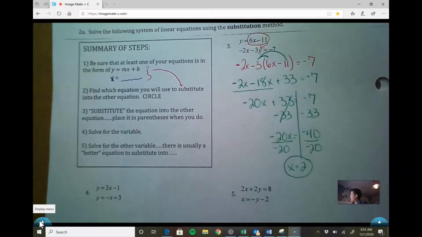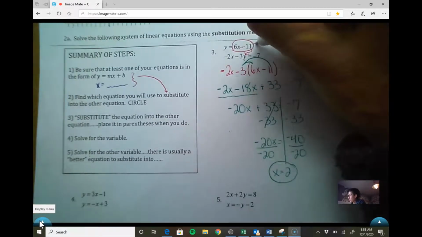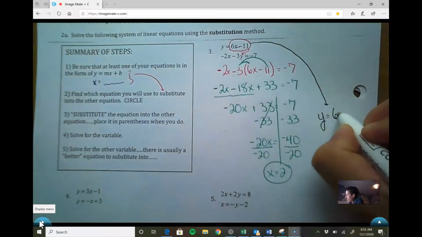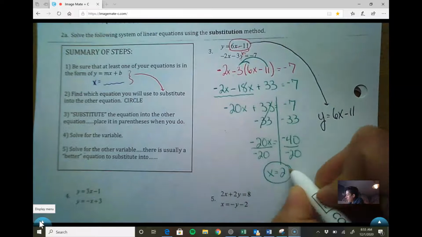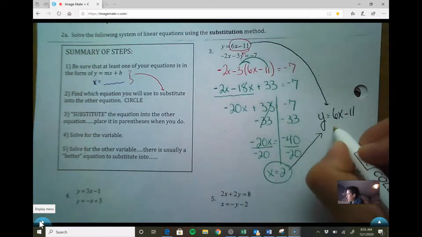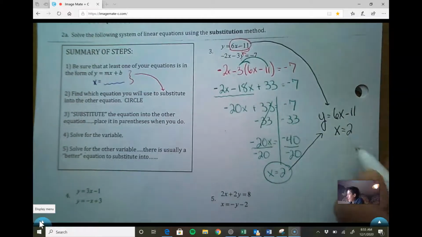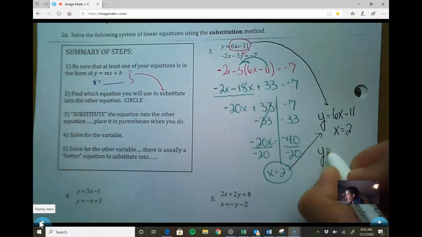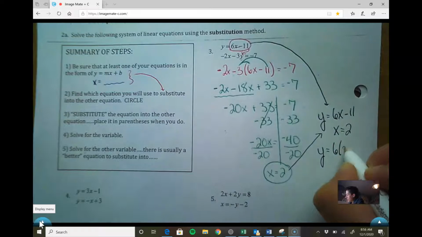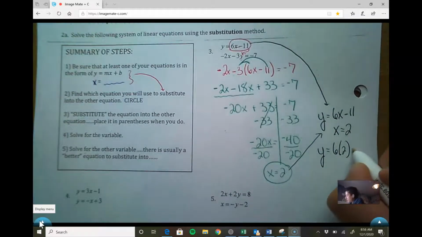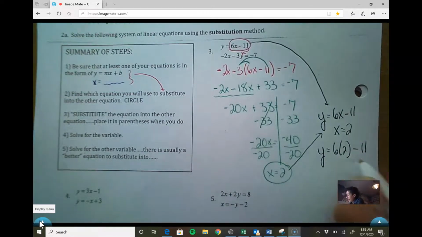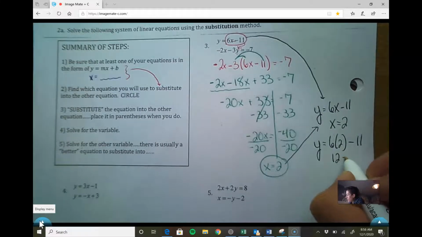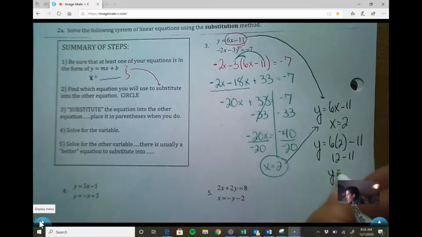And that equation is going to be the circled one. We're going to take this equation, y equals 6x minus 11. We're going to take the fact that we know x is 2. And now we're going to substitute 2 in for x. So it becomes y equals 6 times 2, I'll just put it in parentheses, minus 11. And then I can simplify this. I'll do my multiplying first. That's 12. And 12 take away 11. When I'm done, my answer is 1.